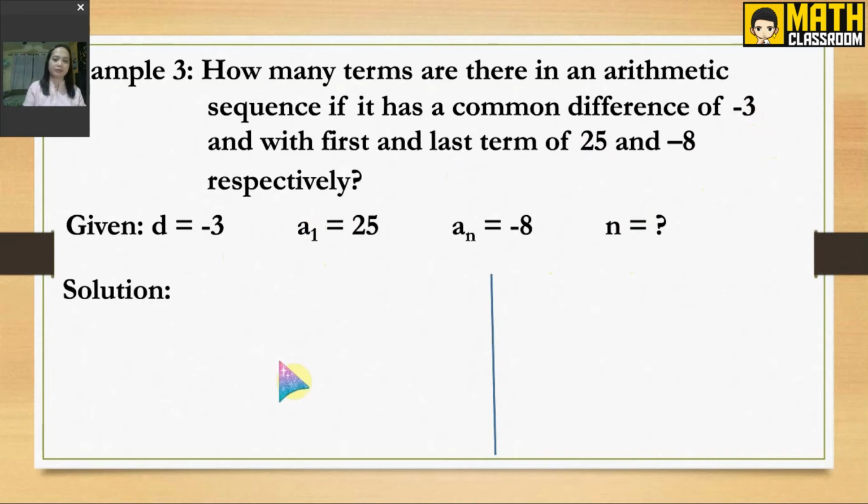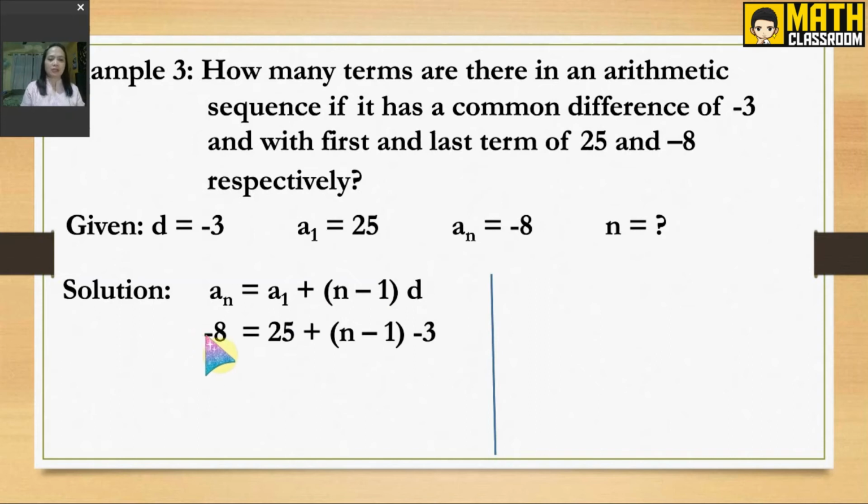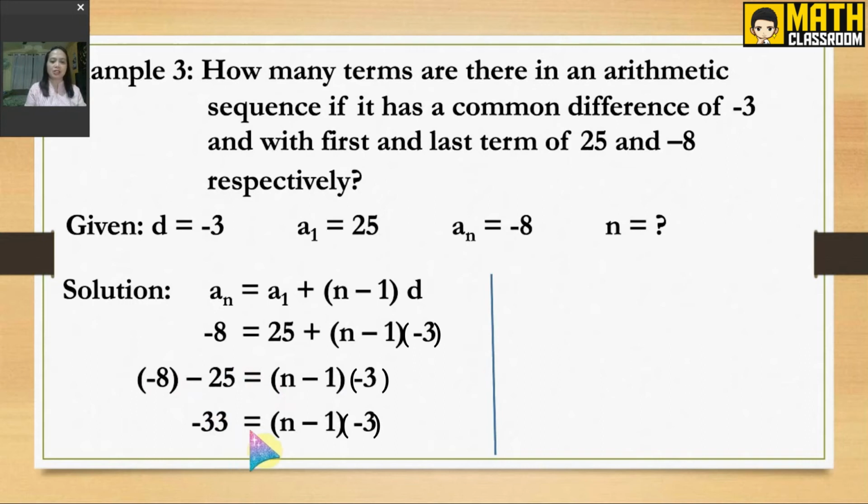So, use the formula. We have a sub n is equal to a sub 1 plus the quantity of n minus 1 times d. Substitute the values. We have -8 is equal to 25 plus the quantity of n minus 1 times negative 3. Okay. Here, I'm going to apply addition property of equality first. So, yung negative 25, sa madaling salita, tinranspose natin or we apply the APE or addition property of equality. And then we have negative 8 minus 25 is equal to the quantity of n minus 1 times negative 3. Combine these terms, so we have negative 33 is equal to quantity n minus 1 times negative 3.